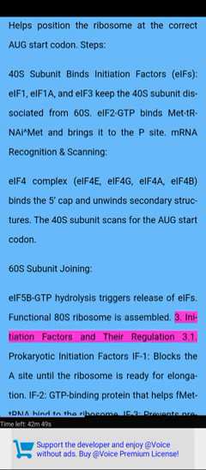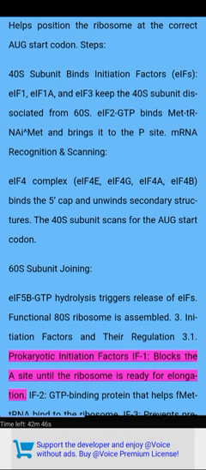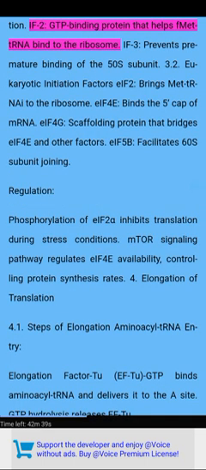3. Initiation factors and their regulation. 3.1. Prokaryotic initiation factors. IF1 blocks the A site until the ribosome is ready for elongation. IF2, a GTP binding protein, helps fMet-tRNA bind to the ribosome. IF3 prevents premature binding of the 50S subunit.